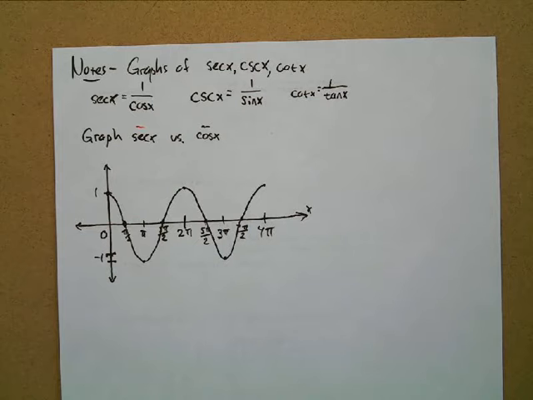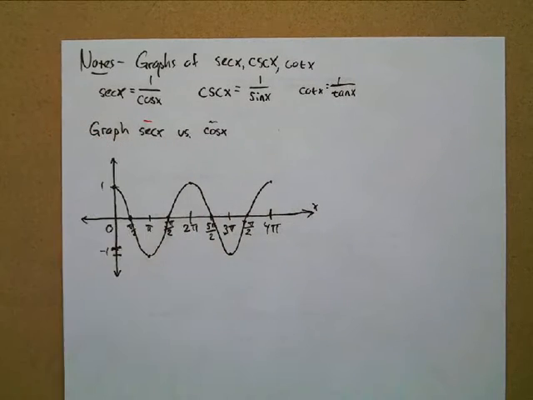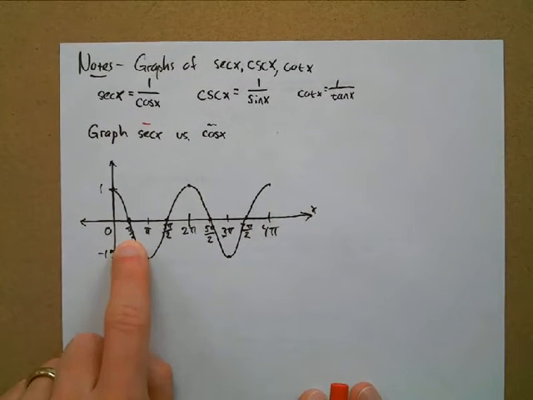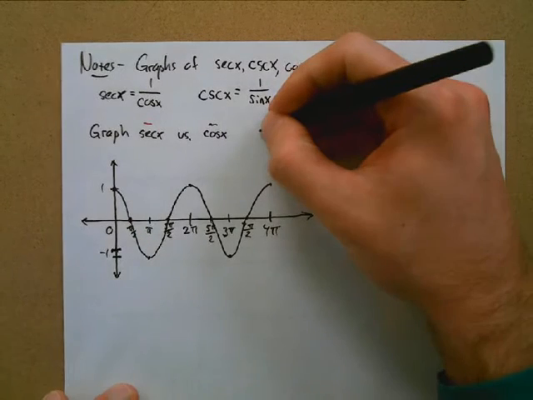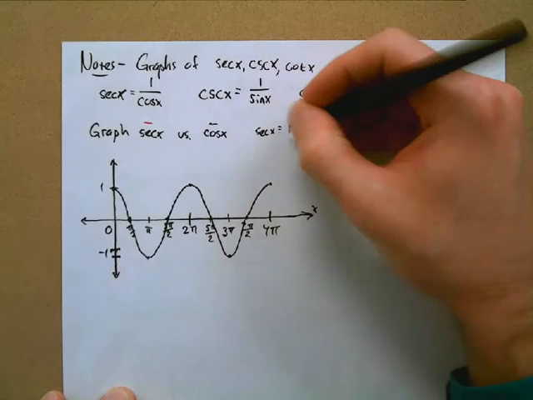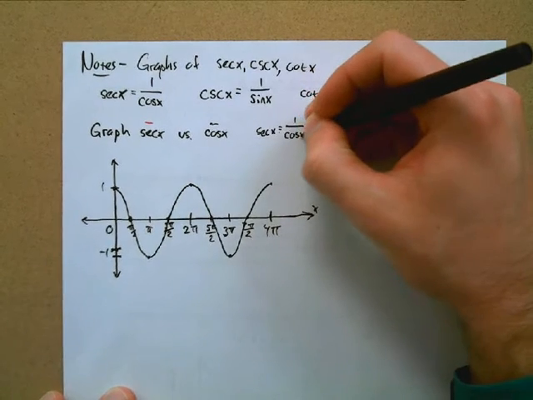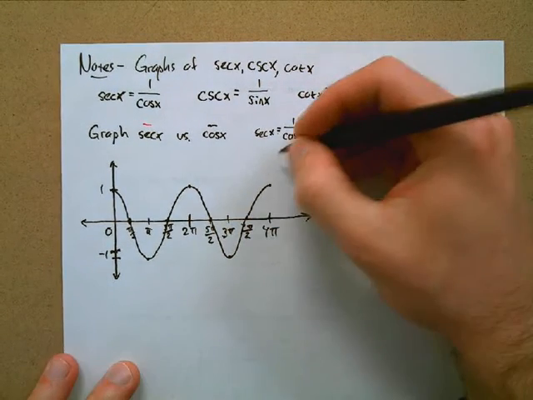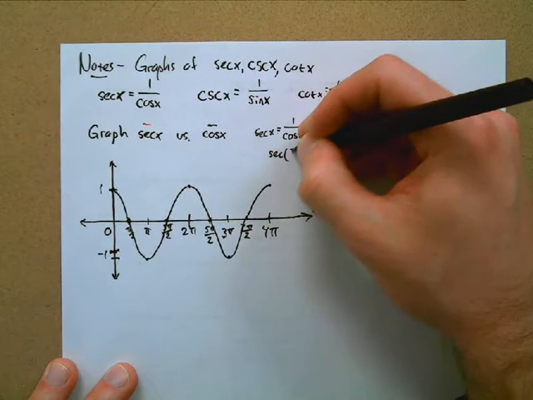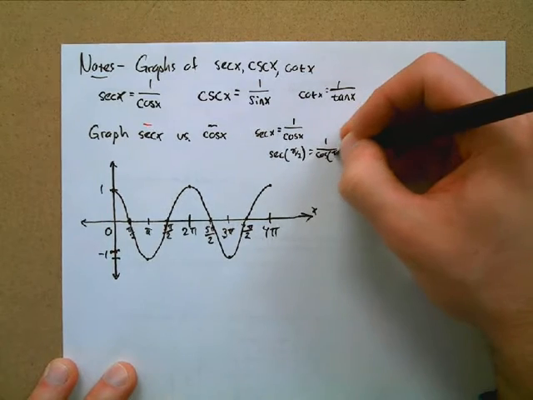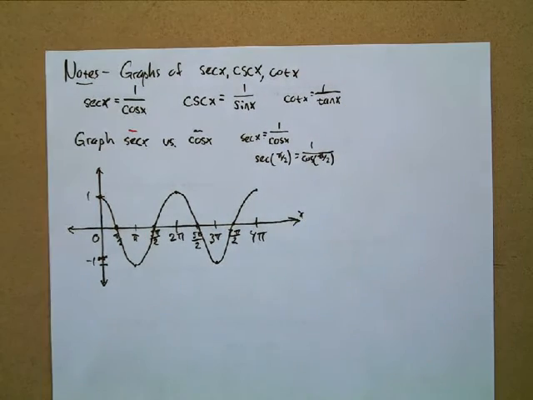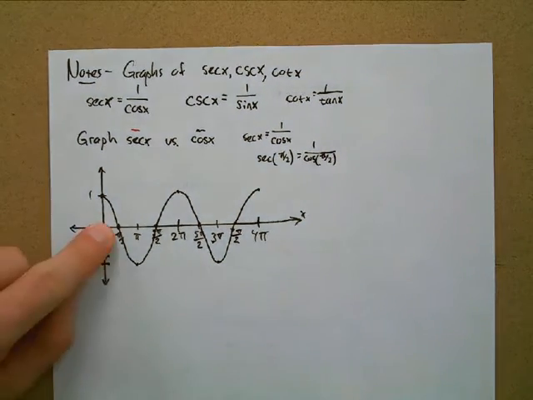So what do I mean by that? If we look at our graph of cosine, cosine of pi over 2 is 0. But if secant is equal to 1 over the cosine of x, that means secant of pi over 2 is equal to 1 over the cosine of pi over 2. We just saw in the graph that cosine of pi over 2 is 0, so therefore what's the value of secant of pi over 2?